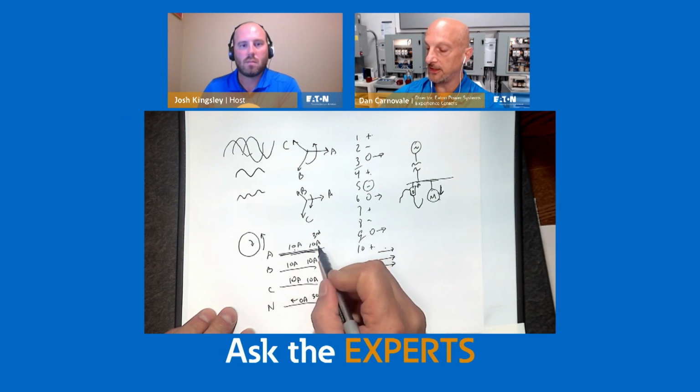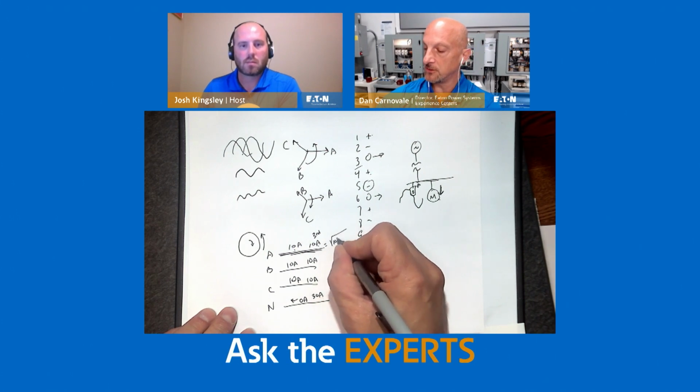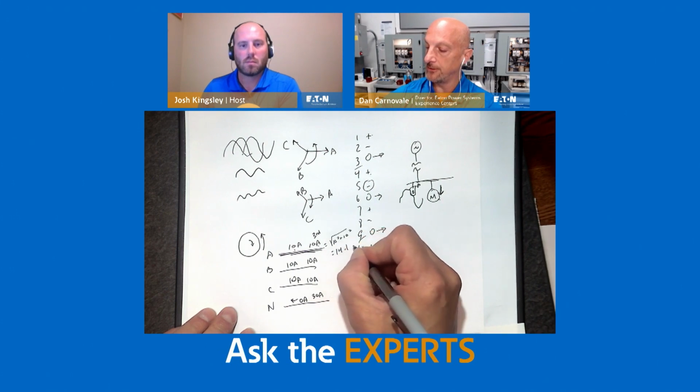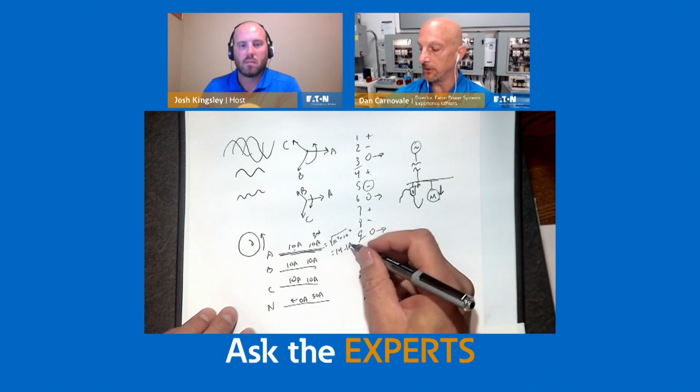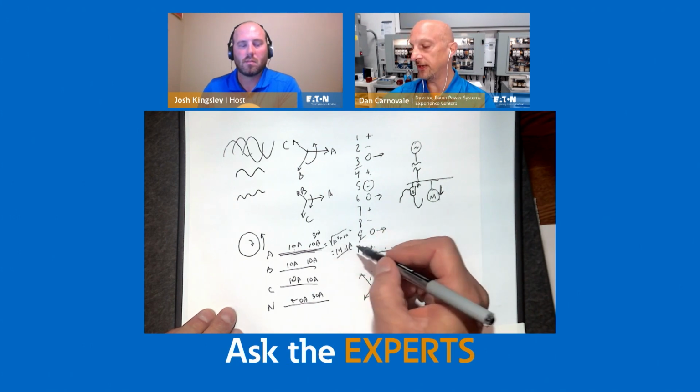Now, if you look at what this phase wire is going to be rated for, it's going to have 10 amps plus 10 amps, but you do that in an RMS fashion. So it's 10 squared plus 10 squared, and that's going to be 14.1 amps. That's square root of 2, by the way. So it's 14 amps on phase A.